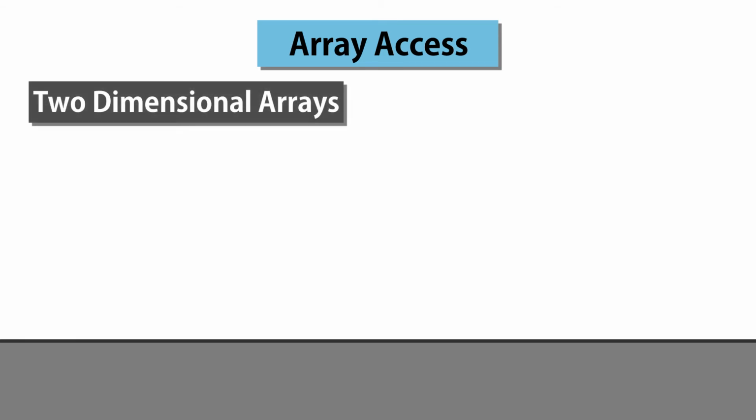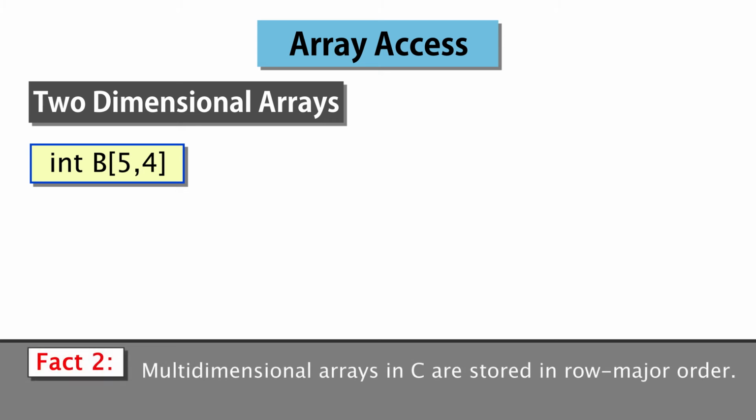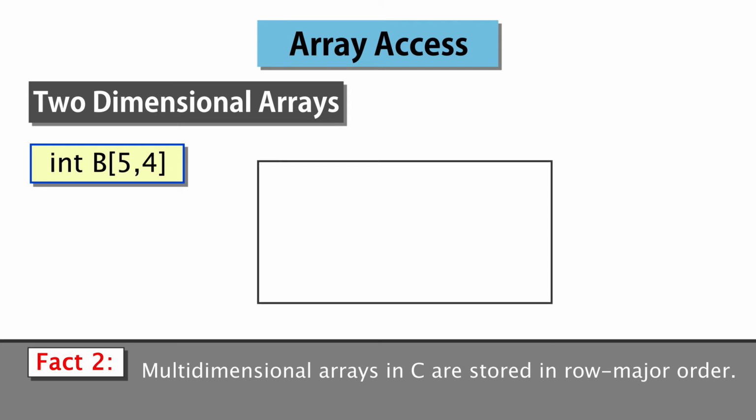Now let's consider a two-dimensional array. Suppose we declare a 2D array of ints in C as follows. Array B has 5 rows and 4 columns, 20 elements altogether. And since an element is an int, that requires 4 times 20, or 80 bytes of storage. Here's a second fact you'll need to know. Fact 2: multi-dimensional arrays in C are stored in row major order. Row major order means that the elements of the array are stored row by row. For example, the 20 elements from our 5 by 4 array would be stored in memory consecutively as follows.